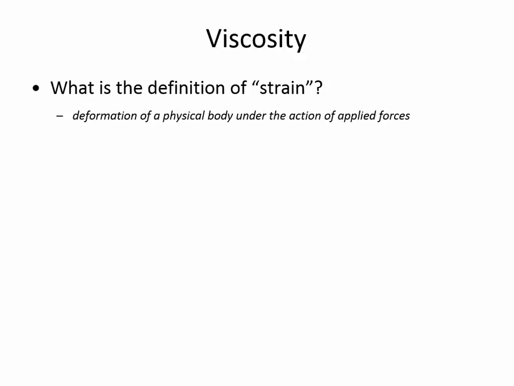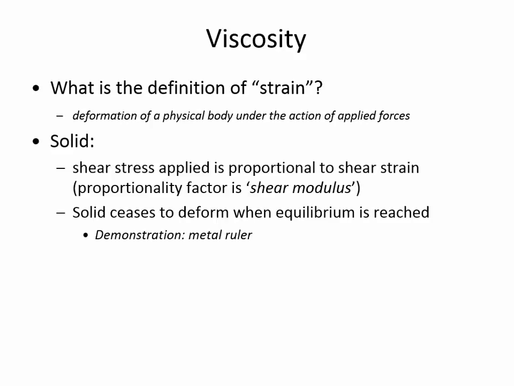So strain is the deformation of a physical body under the action of applied forces. In the case of a solid, if we apply a force, I've got a flexible metal ruler here. If I push on the ends of it, the way that it manifests the fact that I'm applying a shear stress is it bends. And this is made out of stainless steel, and so it has a certain proportionality between how hard I push and how much it deflects.